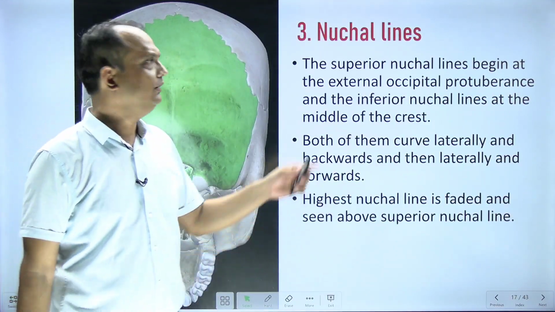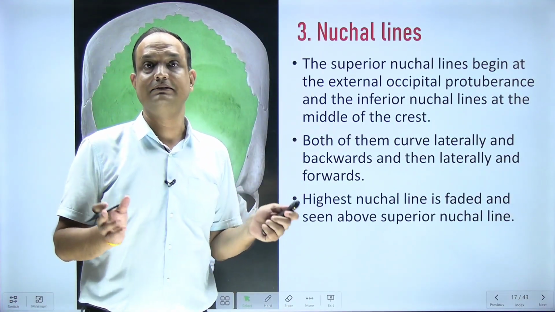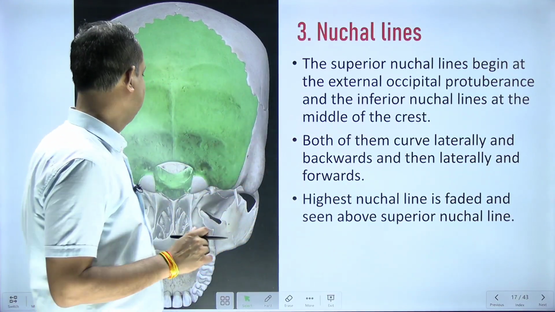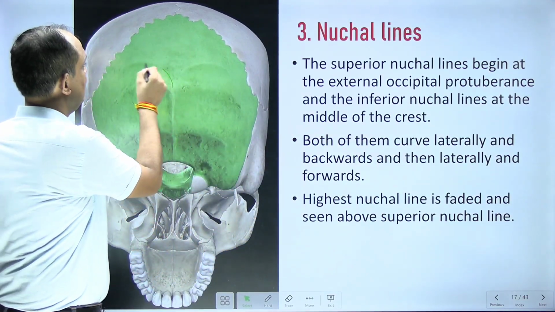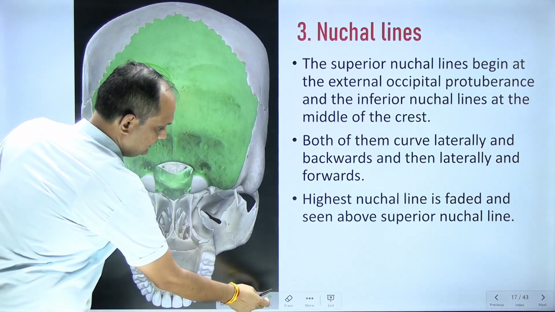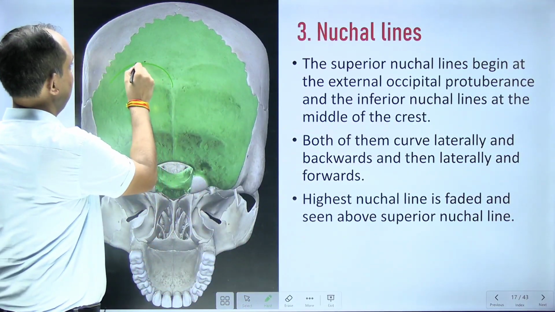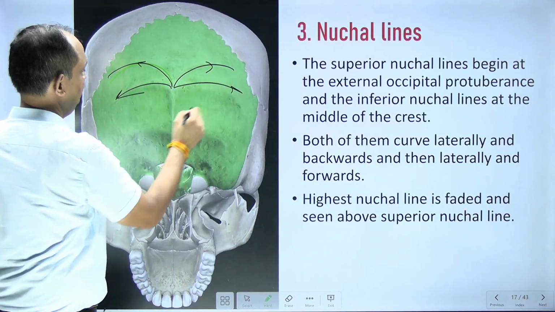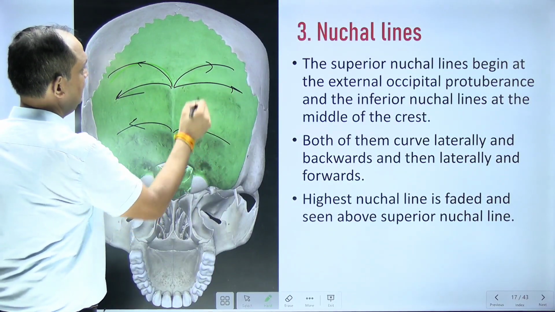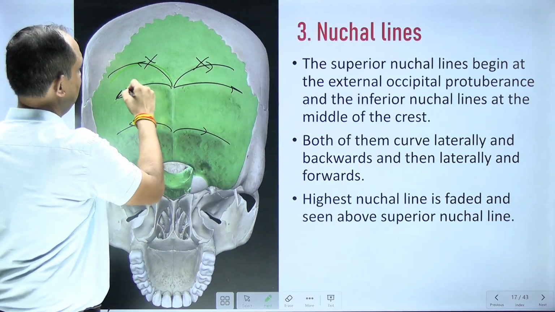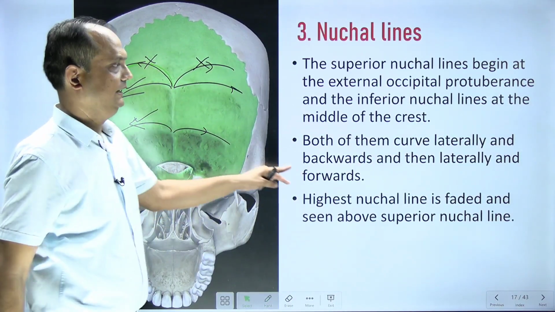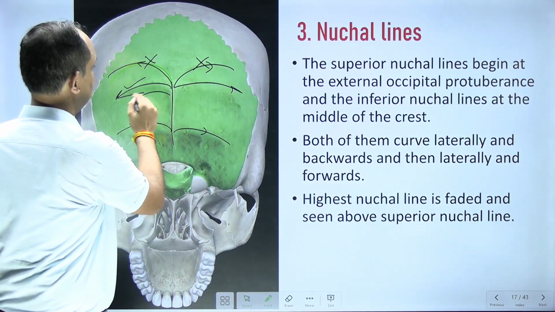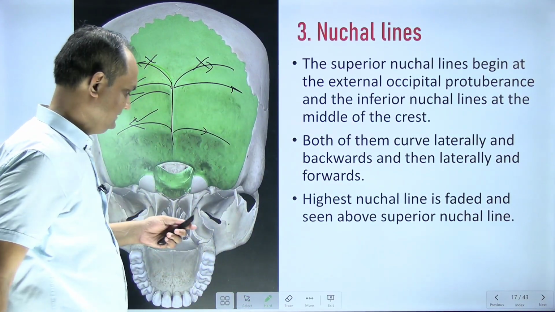Now you have the nuchal lines. We have already discussed the lines in the norma occipitalis, but here again you can see the lines, which are known as the highest nuchal lines. Then you will have the superior nuchal line and the inferior nuchal line. The highest nuchal line may or may not be present, but these are the constant findings. Clear? The lines start from the midline and then show curvature on the lateral sides.